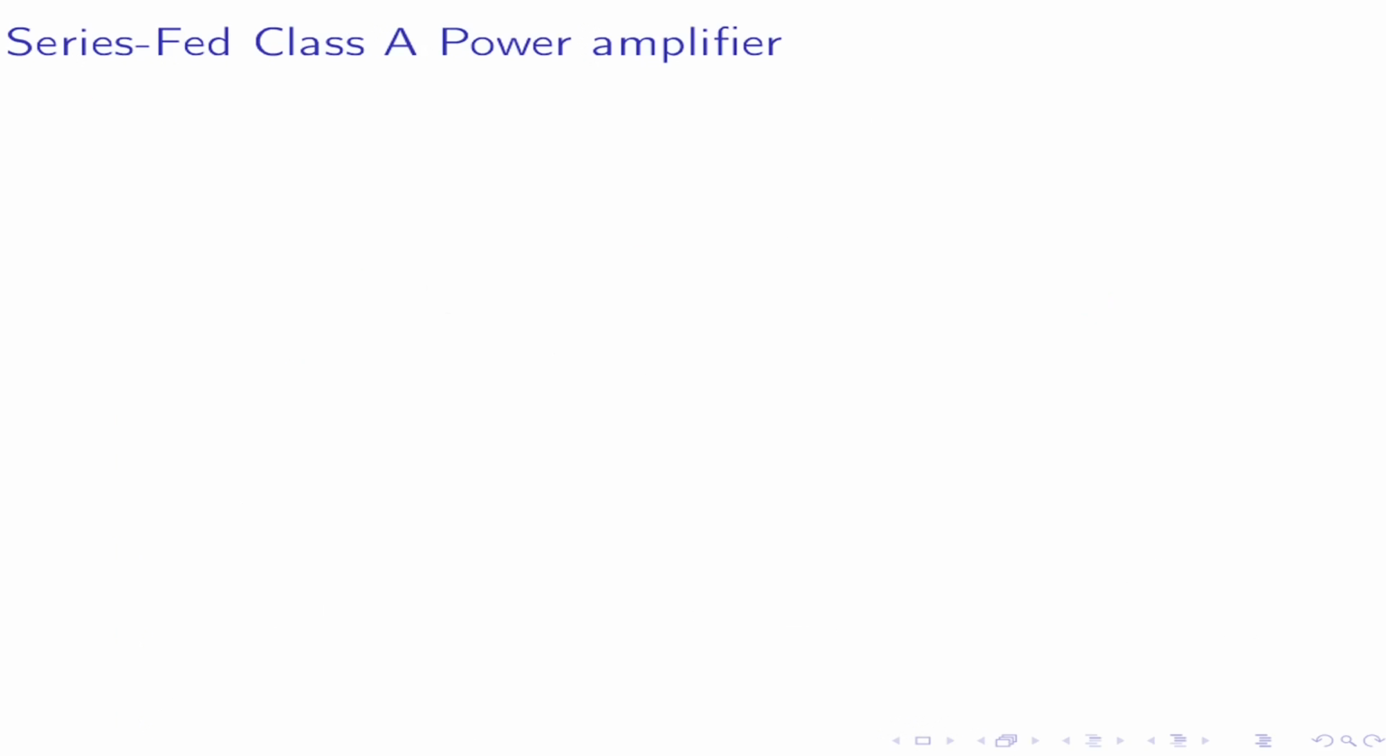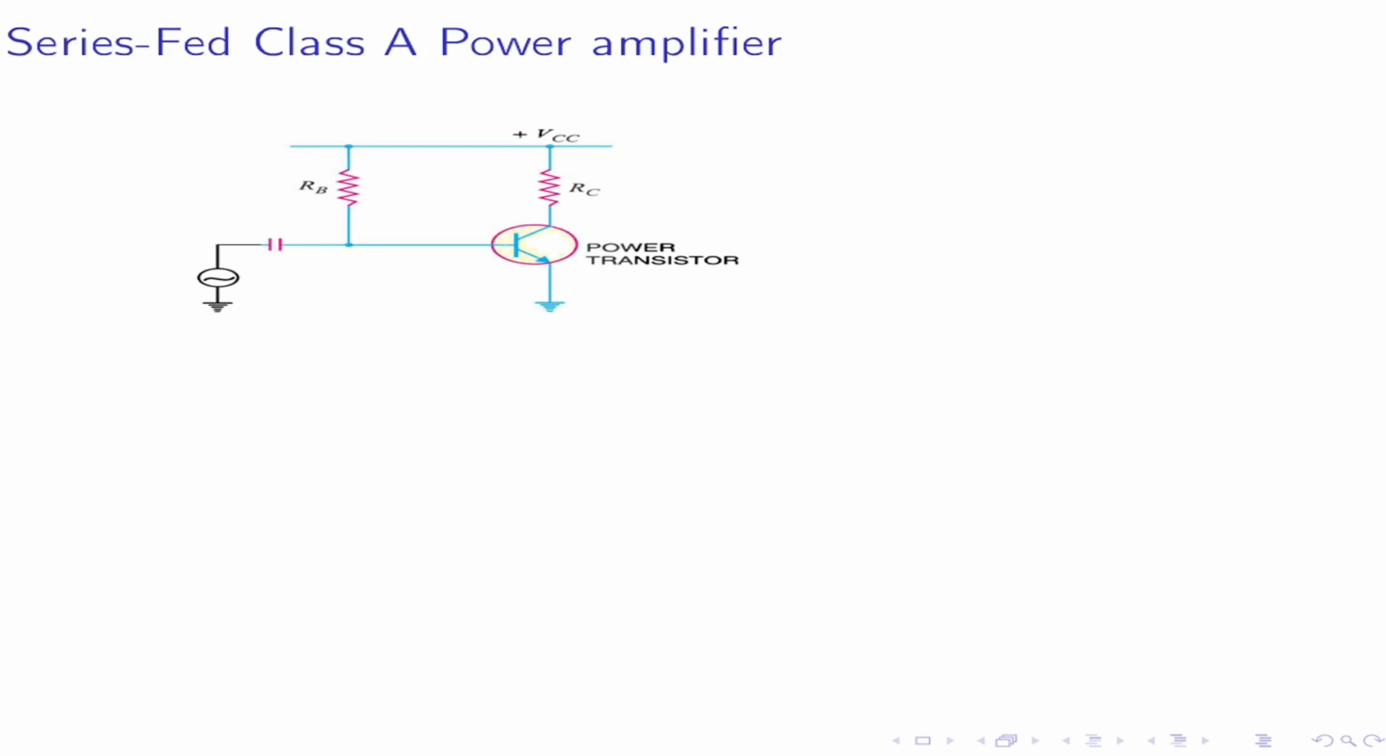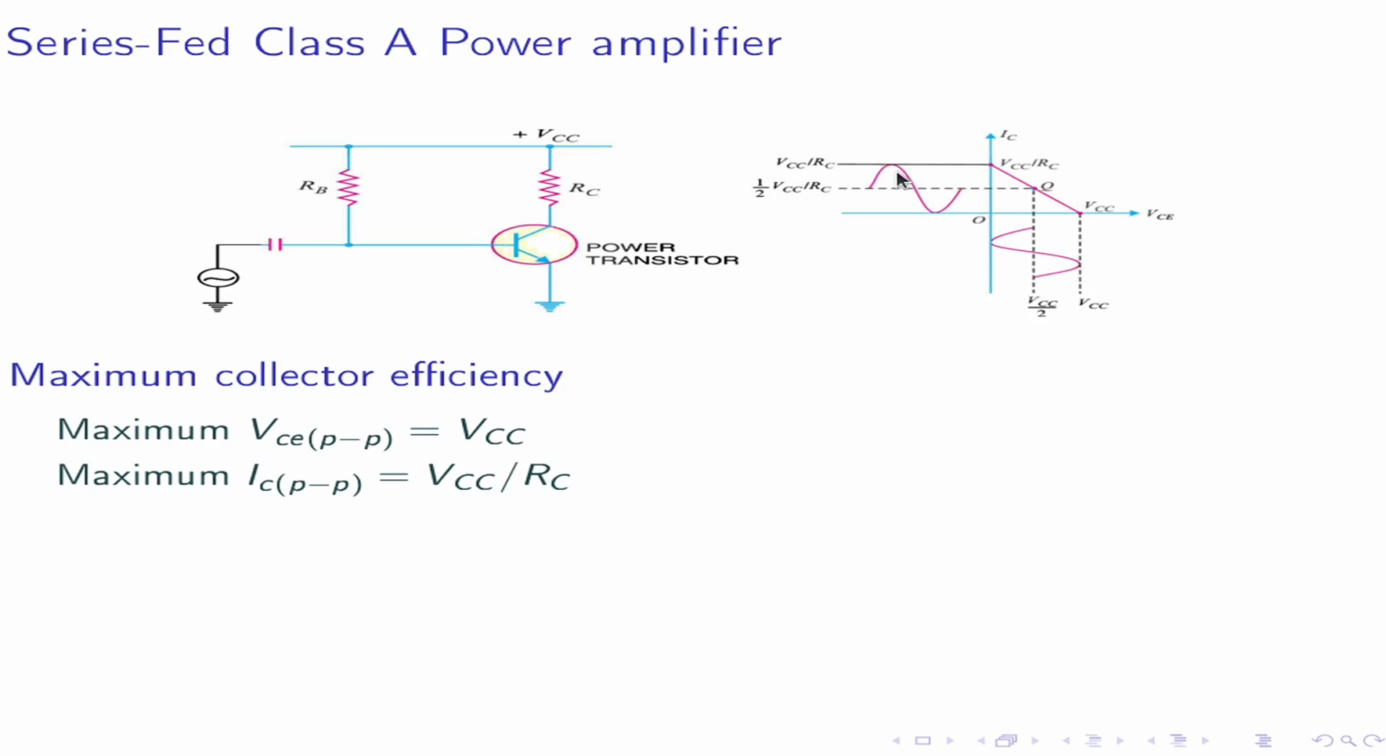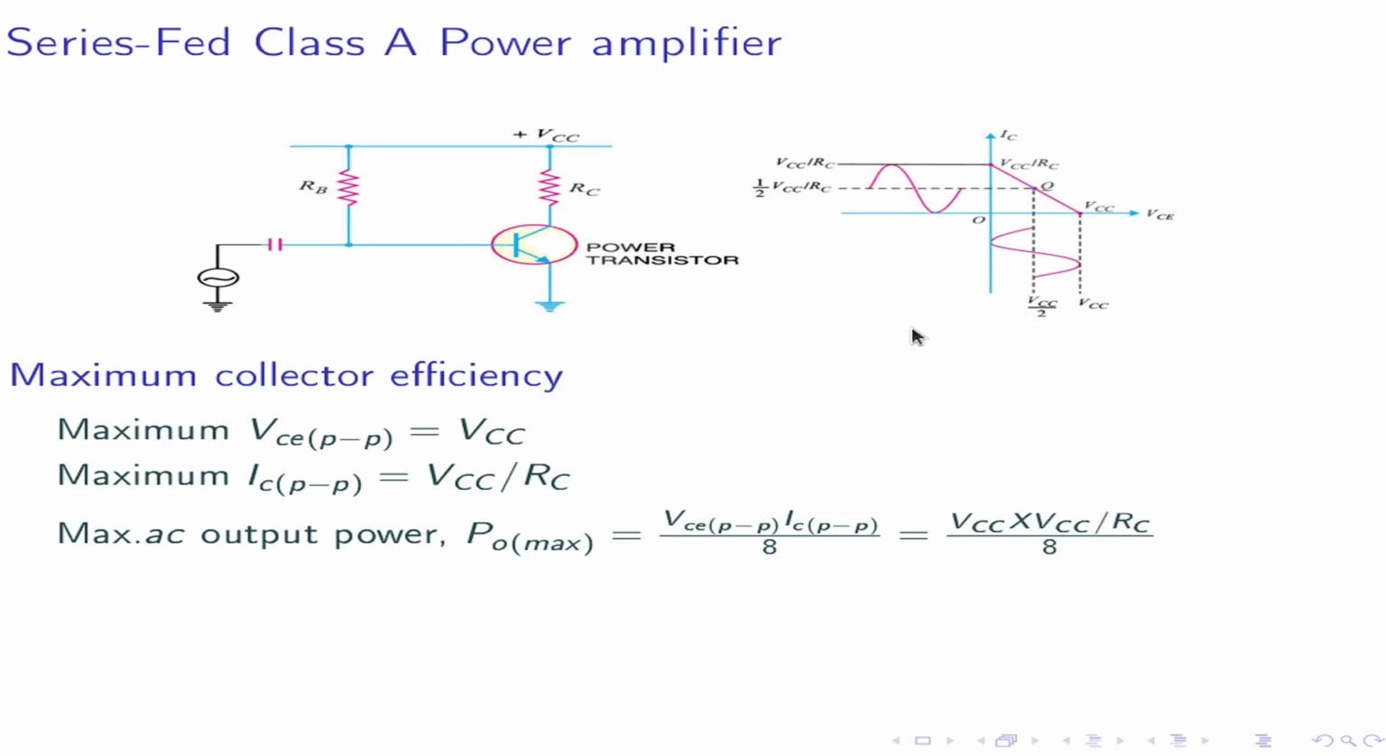Series fed Class A power amplifier. This is the circuit diagram of a series fed Class A power amplifier, and this is a graphical representation. We can calculate maximum collector efficiency. Maximum VCE peak to peak is VCC. Maximum IC peak to peak is VCC by RC. Maximum AC output power PO max is equal to VCE peak to peak into IC peak to peak by 8. That is equal to VCC into VCC by RC by 8.